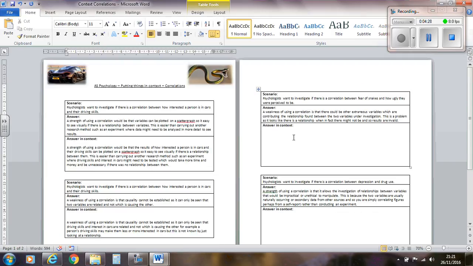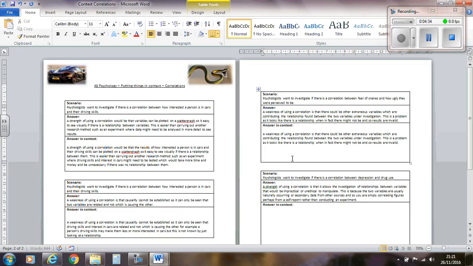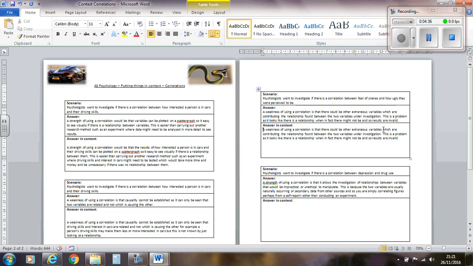Next one. Same scenario, but this time it's a weakness. So we've got a weakness of using a correlation: that there could be other extraneous variables which are contributing to the relationship found between the two variables under investigation. This is a problem as it looks like there's a relationship when in fact there might not be, and so results are invalid.